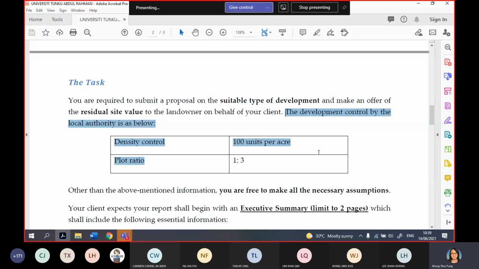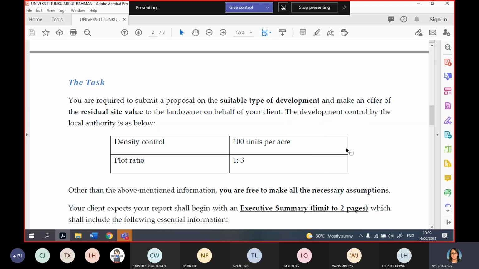This one is very important. The development control by the local authority is as below. Density control, 100 units per acre. Plot ratio 1:3. If you propose pure residential only, you use density control of 100 units per acre. If you propose mixed use, you use plot ratio 1:3. Use this one only. I don't want to see 1:5, 1:6, 80 units per acre or 40 units per acre. I don't want that.